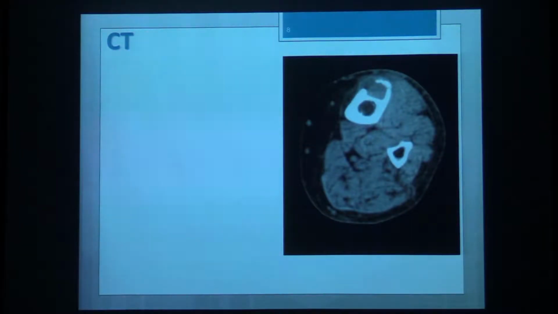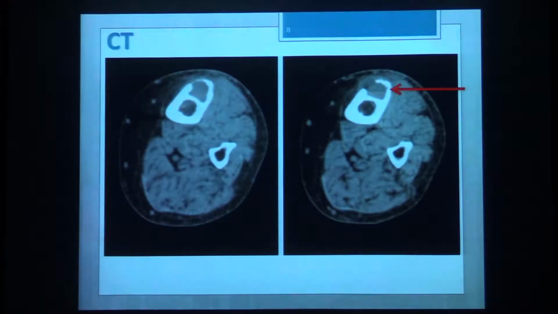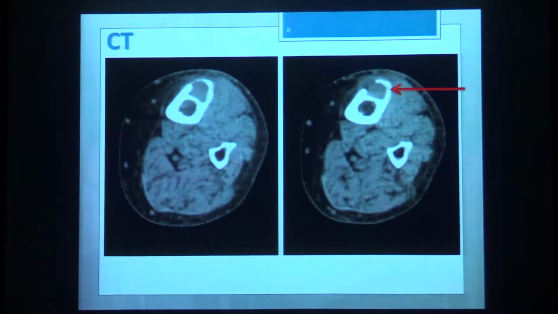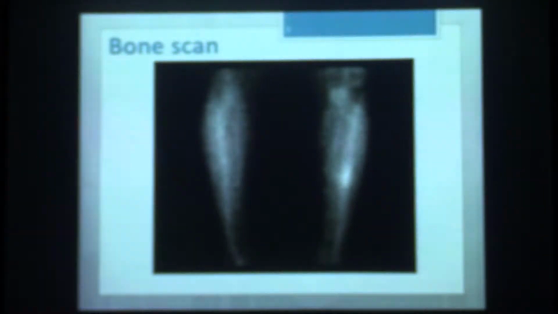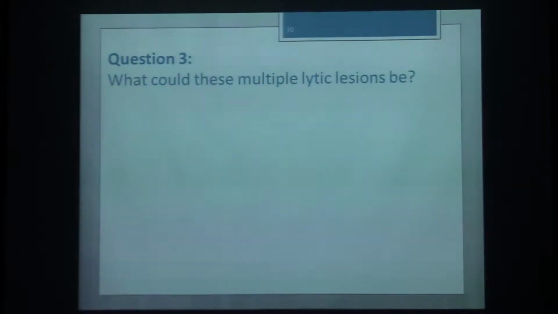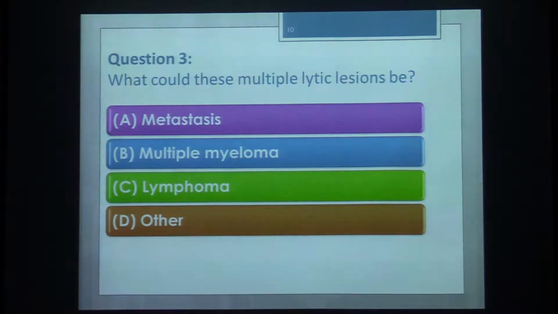If we look even more closely at the painful lesion on the left tibia, we can notice there's a fluid level inside the lesion, and it's accompanied with subcutaneous edema and intramedullary edema seen here on the right image. And in bone scan there was an increased uptake of this lesion. So now that we're talking about multiple lytic lesions in a 57-year-old woman, what do you think these lesions could be?